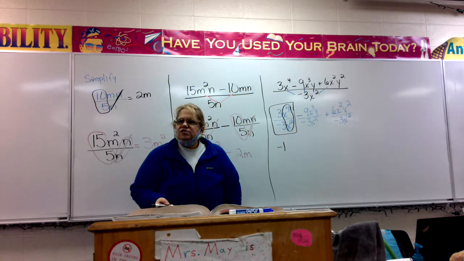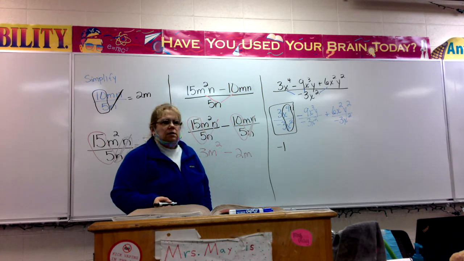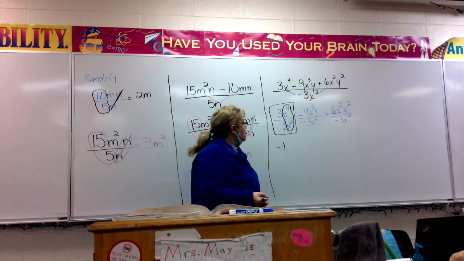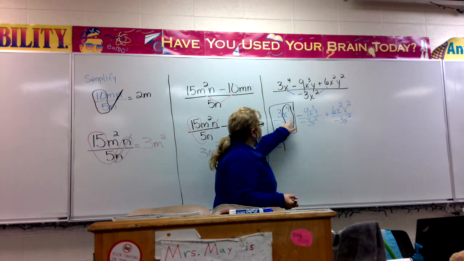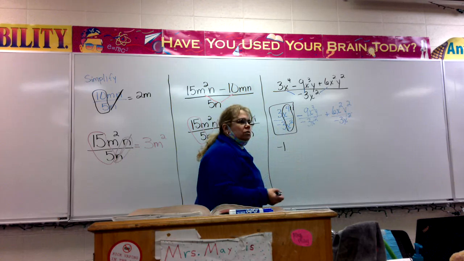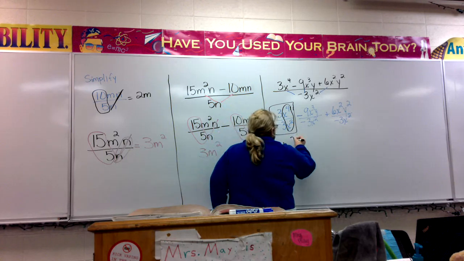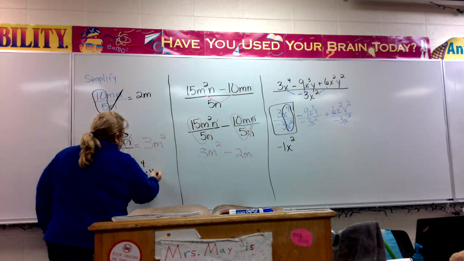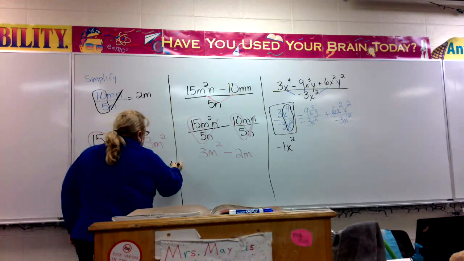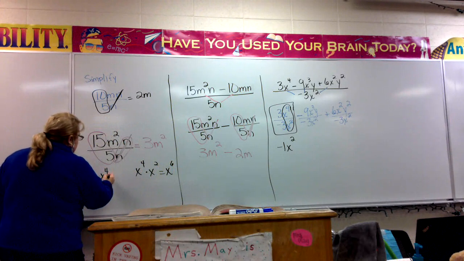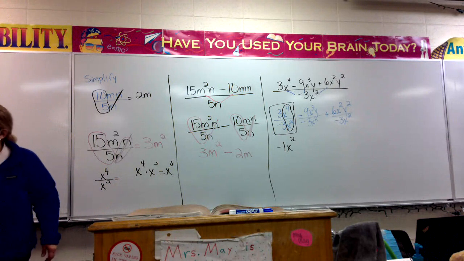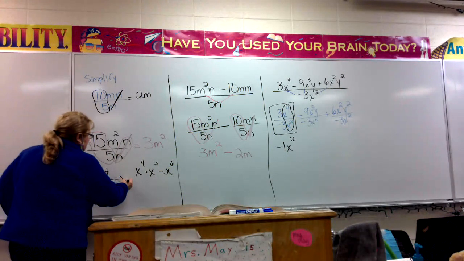x to the 4 over x to the 2. What does that equal? x is 6. One's on top and one's on bottom though, right? So what does it equal? What's 4 take away 2? 2. x to the second, right? Remember, if it's like this, times x to the 2, then you add those. But if it's one on top and one on bottom, then you subtract, right? So x to the second.